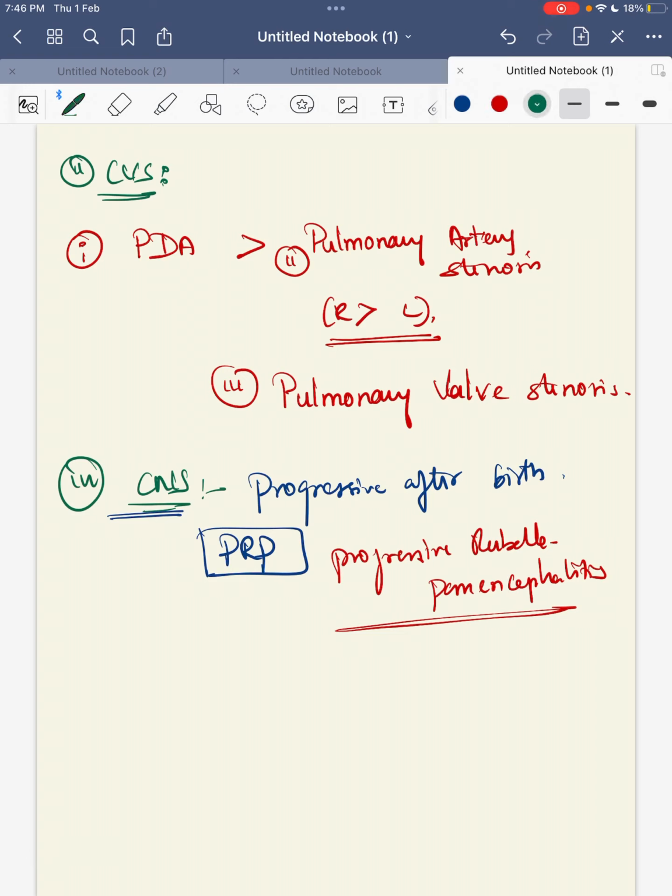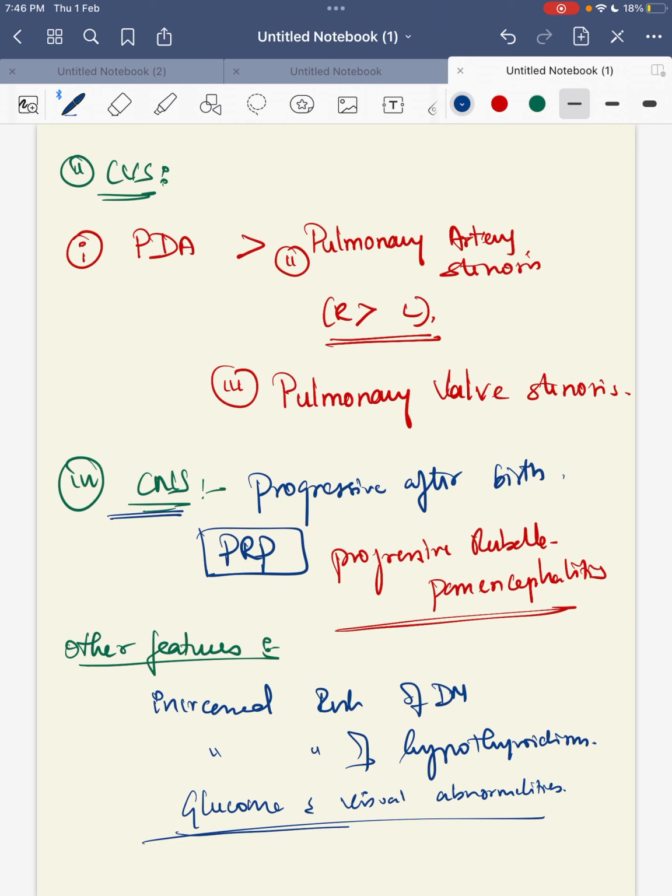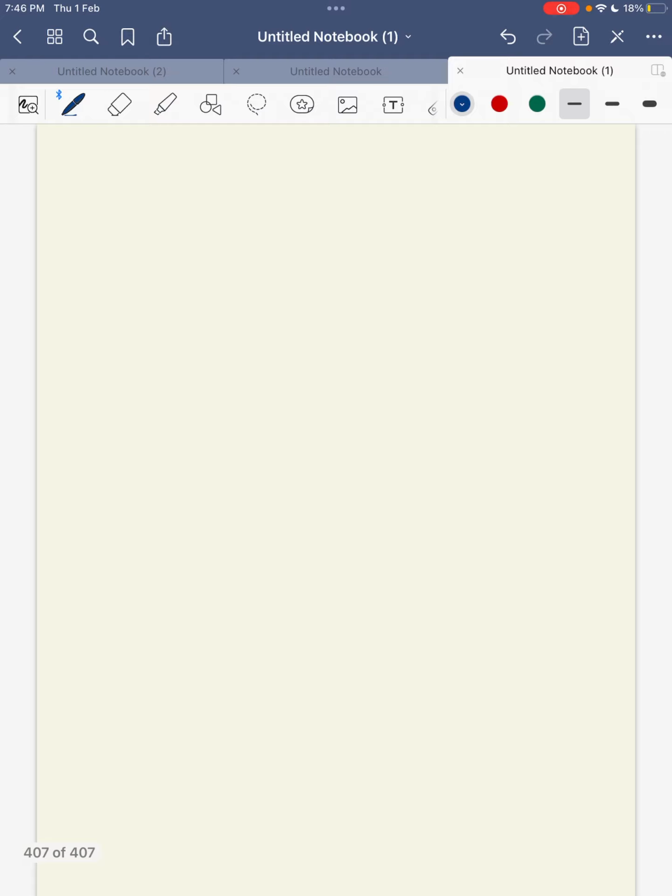So this is about the clinical features. One is IUGR, next the eyes, next the cardiovascular system, next the neurological system, and other features. The child with congenital rubella syndrome can have an increased risk of diabetes mellitus, an increased risk of hypothyroidism, and third, an increased risk of glaucoma and visual abnormalities. So these are the main clinical features of congenital rubella syndrome.